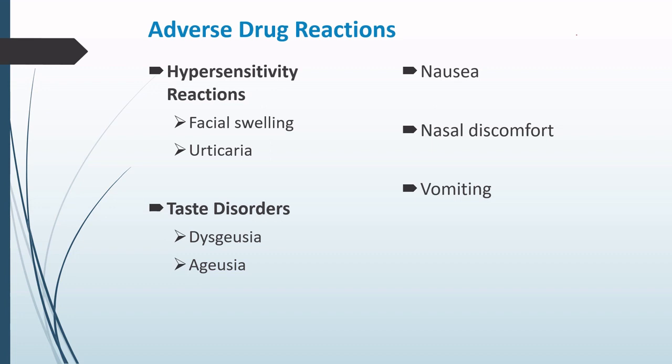The adverse drug reaction that occurs with the use of Zavegepant, the most common adverse drug reaction is hypersensitivity reactions. Now, the patient can have either facial swelling or urticaria as hypersensitivity reactions. There can be taste disorders such as dysgeusia or ageusia. There can be nausea, nasal discomfort and vomiting.